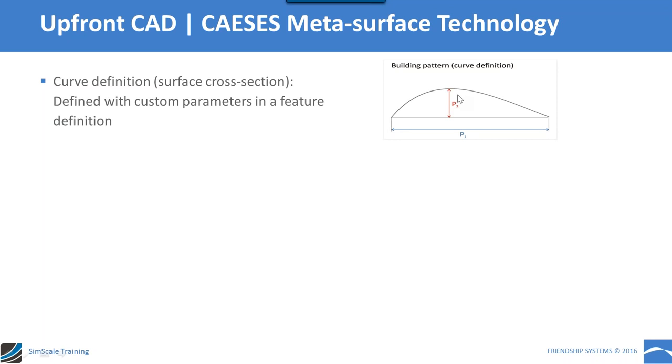parameter here, which is maybe the camber, maybe the maximum thickness, and also the camber position. So these are two parameters. And then this parameter is just in the 2D plane, and of course we need 3D.